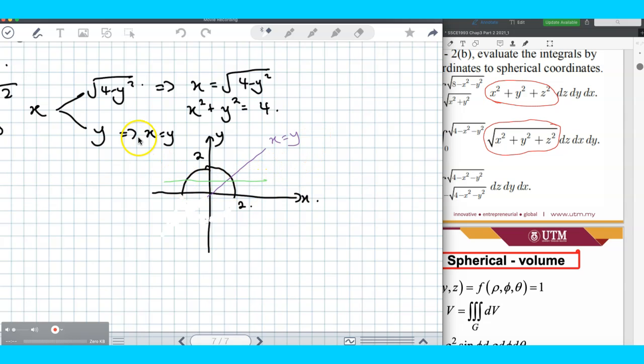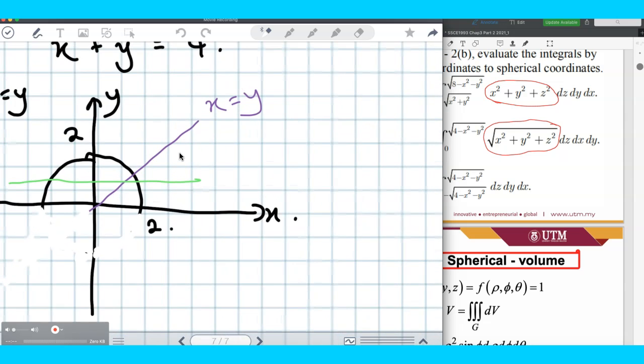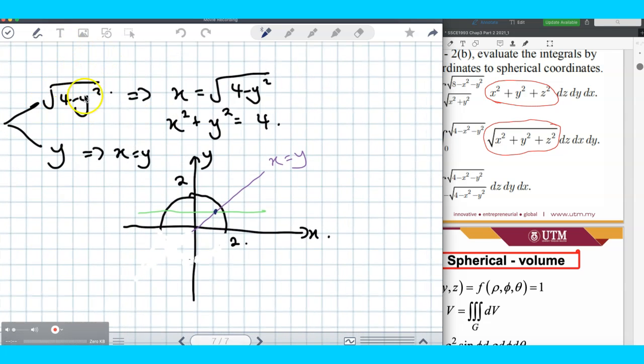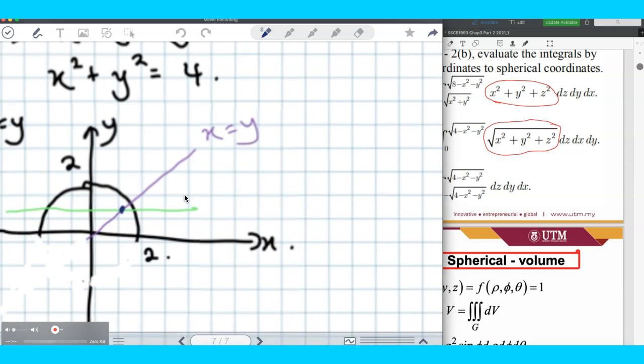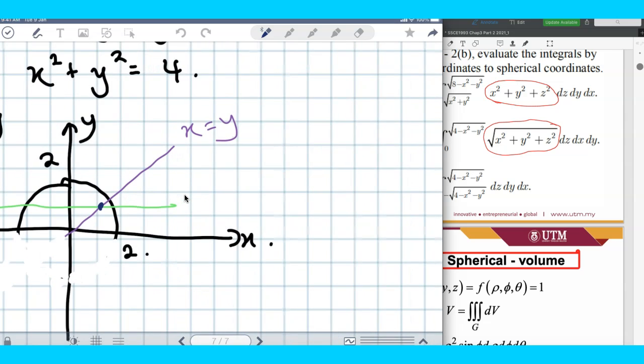Okay, but so we look at the x then. The lower bound of x is the straight line, and the upper bound is part of the circle, part of the semicircle. So we have a very small region here.